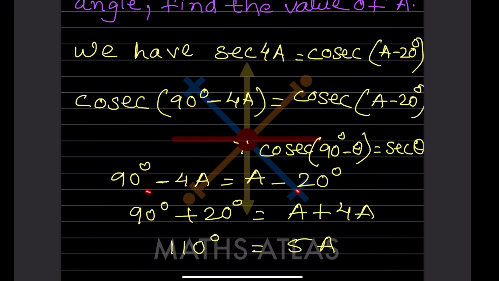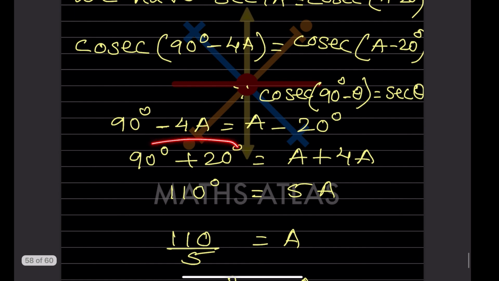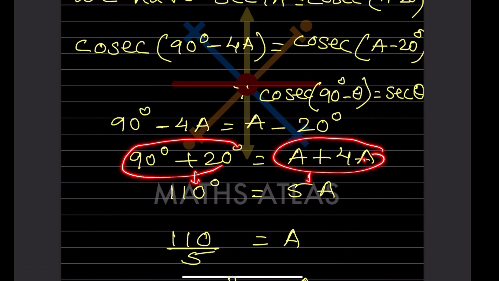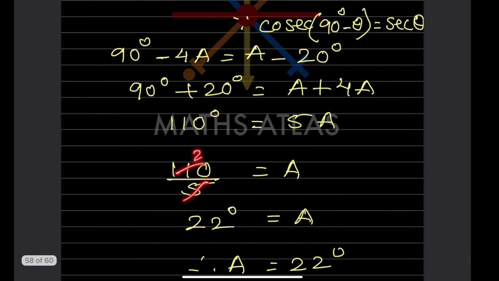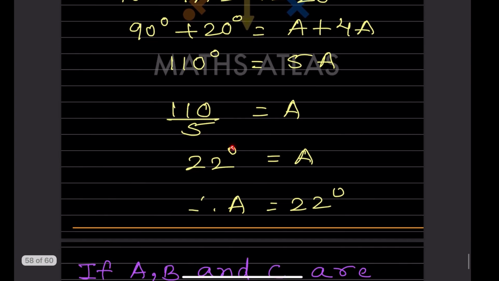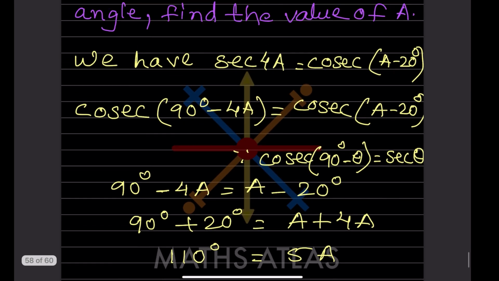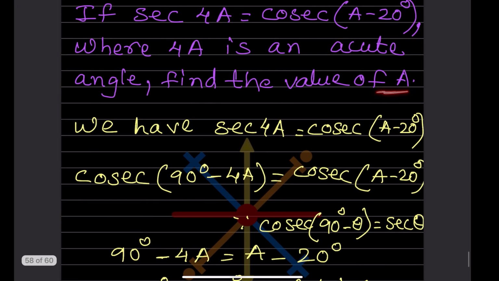90 minus 4A is equal to A minus 20. And this minus 20, when it comes here, is going to be plus 20, and this is A, and this minus 4A is going to be plus 4A. So now when we add this, that is going to be 110, and when we add this one, it is going to be 5A. So 110 equals 5A, and this is multiplication, so it gets divided. When you divide, you get 22 degrees. So we can write that A is 22 degrees. That is what they have asked, find the value of A.